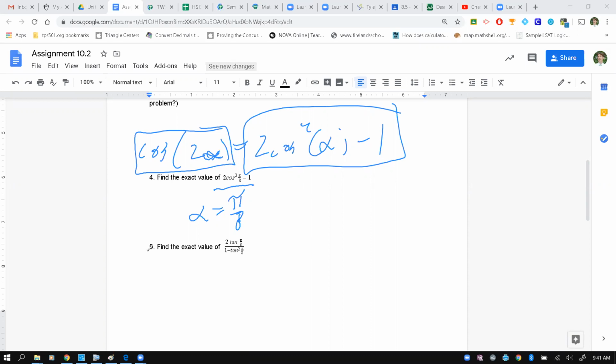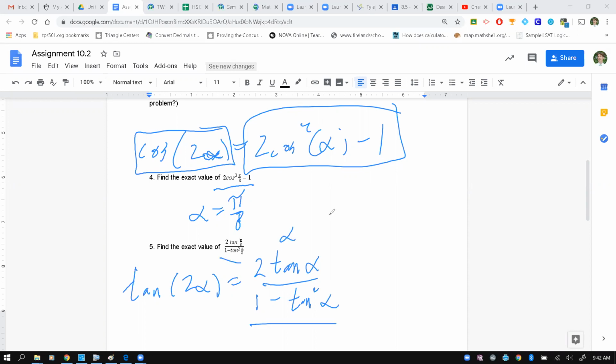And that's the same trick for number 5. So number 5, you should have the tangent of double angle 2 alpha is 2 times the tangent of alpha over 1 minus tangent squared alpha. And again, notice that that's the same form where alpha is, again, pi over 8. So then you could say that this is really equal to that, where alpha is pi over 8. And then unit circle.